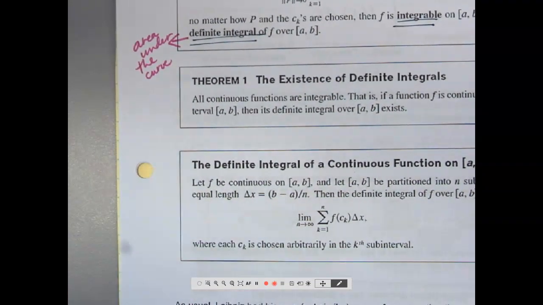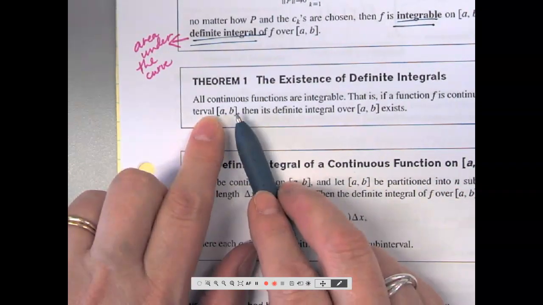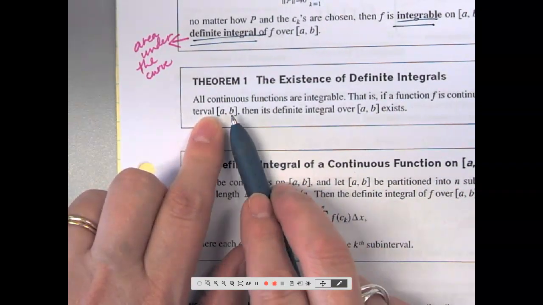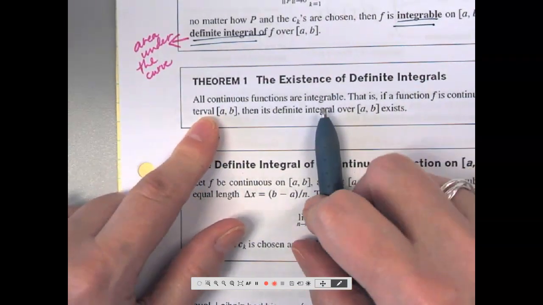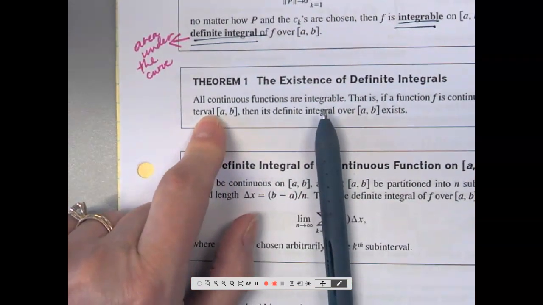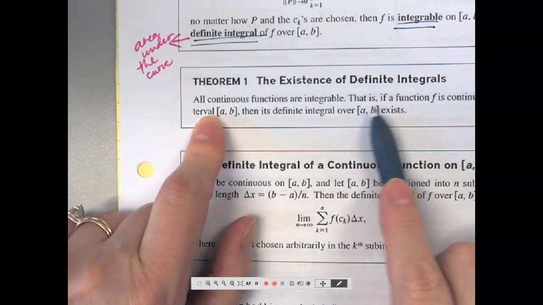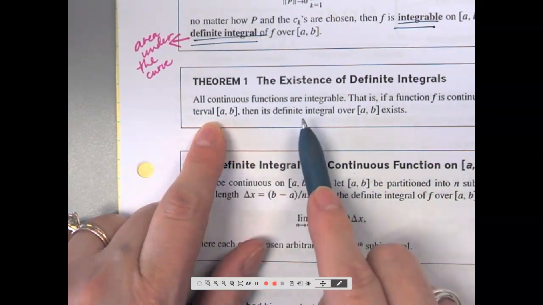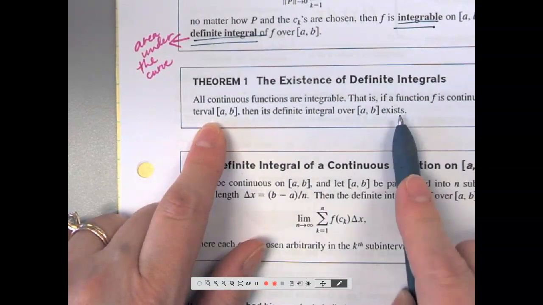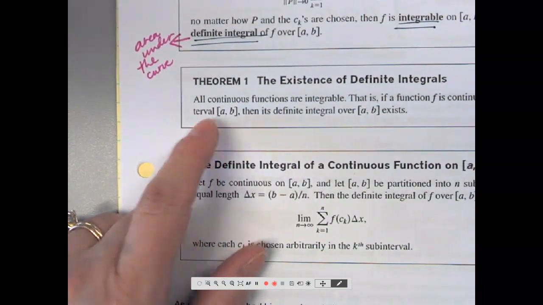All right, listen. The existence of definite integrals. All continuous functions are integrable. That means that if it's a continuous function, we can find the area under it. That is, if a function is continuous on an interval, then its definite integral exists. We can find the area. That's all it says.